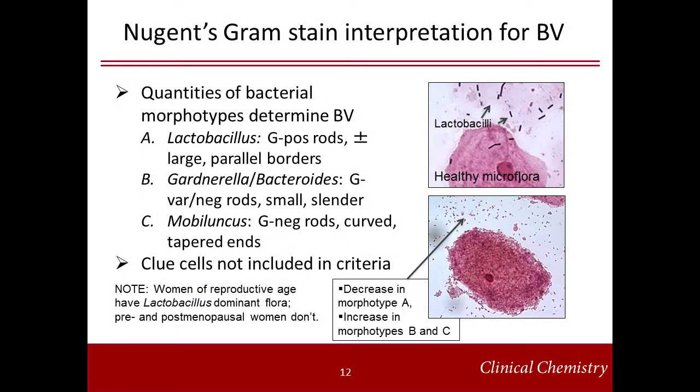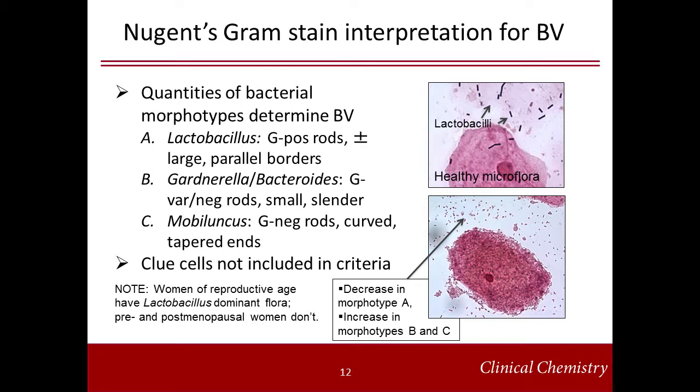The next 2 slides show the principles of the Nugent method for the diagnosis of bacterial vaginosis. After a regular gram stain, the vaginal fluid is examined for 3 different bacterial morphotypes, namely the gram-positive and regular morphotypes of Lactobacillus species, the gram-variable and gram-negative slender morphotypes of Gardnerella and Bacteroides, and finally the gram-negative and curved morphotypes of Mobiluncus species. Clue cells may be seen in gram-stained vaginal fluid, but are not included in the diagnostic criteria of the Nugent method.